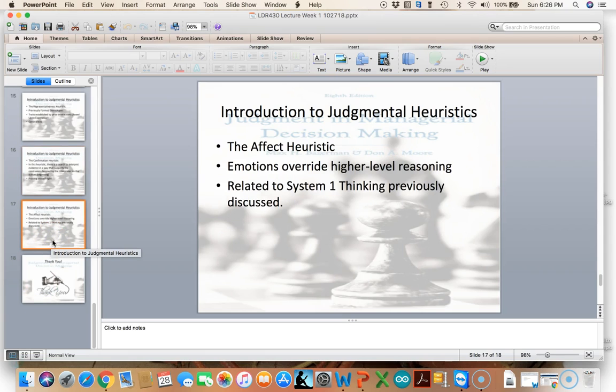The affect heuristic is when emotions override the higher level reasoning that we have. We become biased by emotion in favor of or at the deficit of another or a given situation. And this is highly related to the System 1 thinking that we previously discussed.